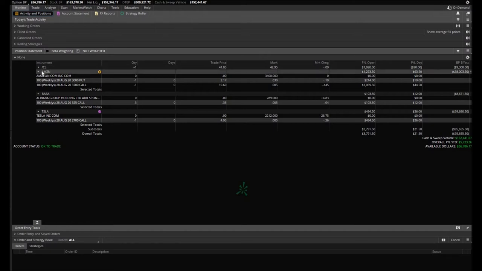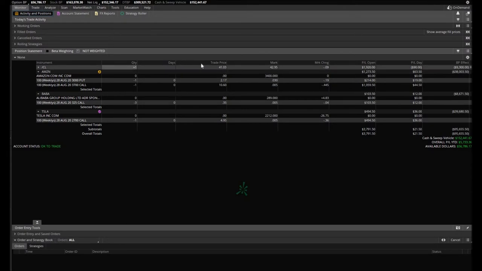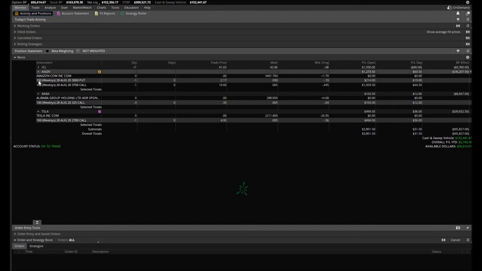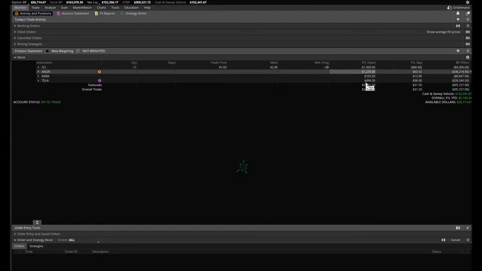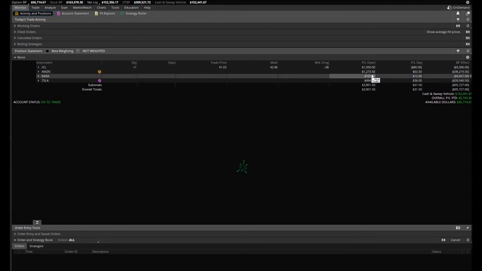Again, really happy. Oil, this oil futures contract, we've been holding on to it for quite some time. Today it's down $90, so not a whole lot. Overall, we're up on this one contract $19.20. You can see here on the profit loss open how much we made on these particular positions.